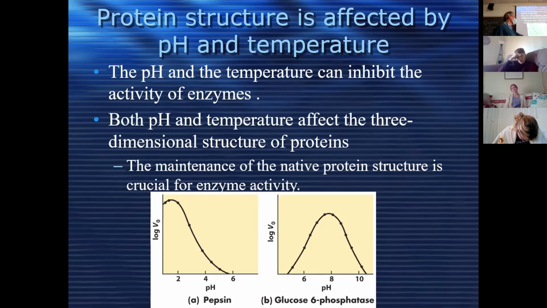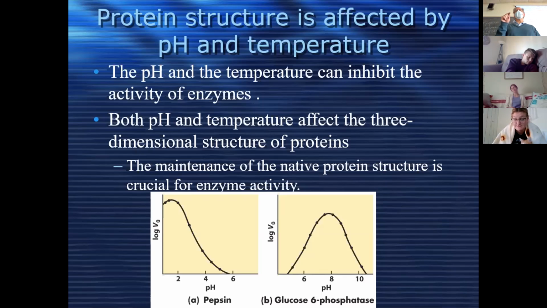So pepsin is quite active at pH 2. After that, its activity hits the skids. But glucose 6 phosphatase, that's most active around neutral pHs. Between those, it's not so active. Different enzymes have different optima.